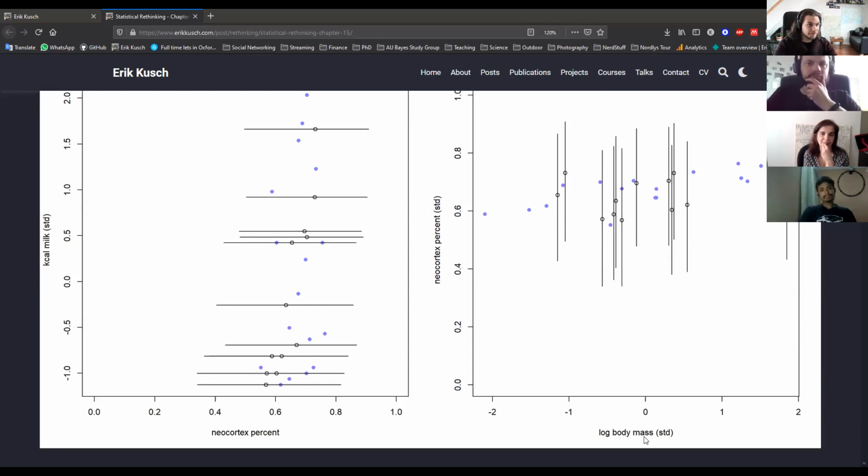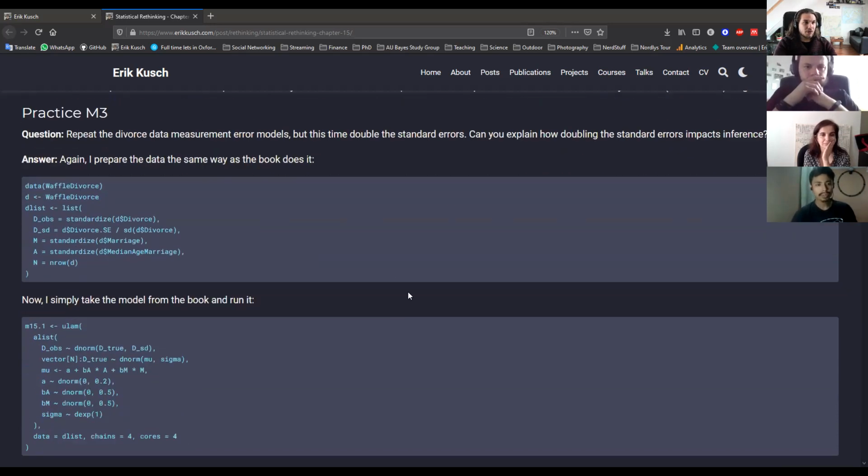All right, moving on. Over to practice M3. Report the divorce measurement error models, but this time double the standard errors. Can you explain how doubling the standard errors impacts inference? So I just load the data, do everything they do in the model to it, standardizing and what have you.